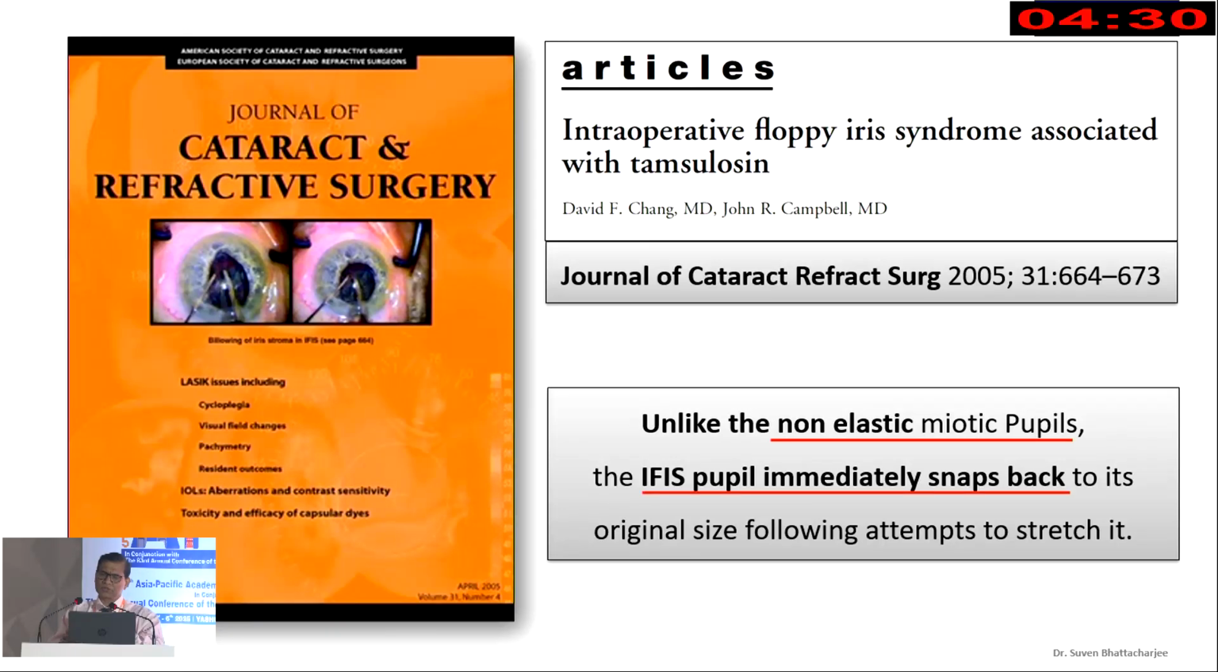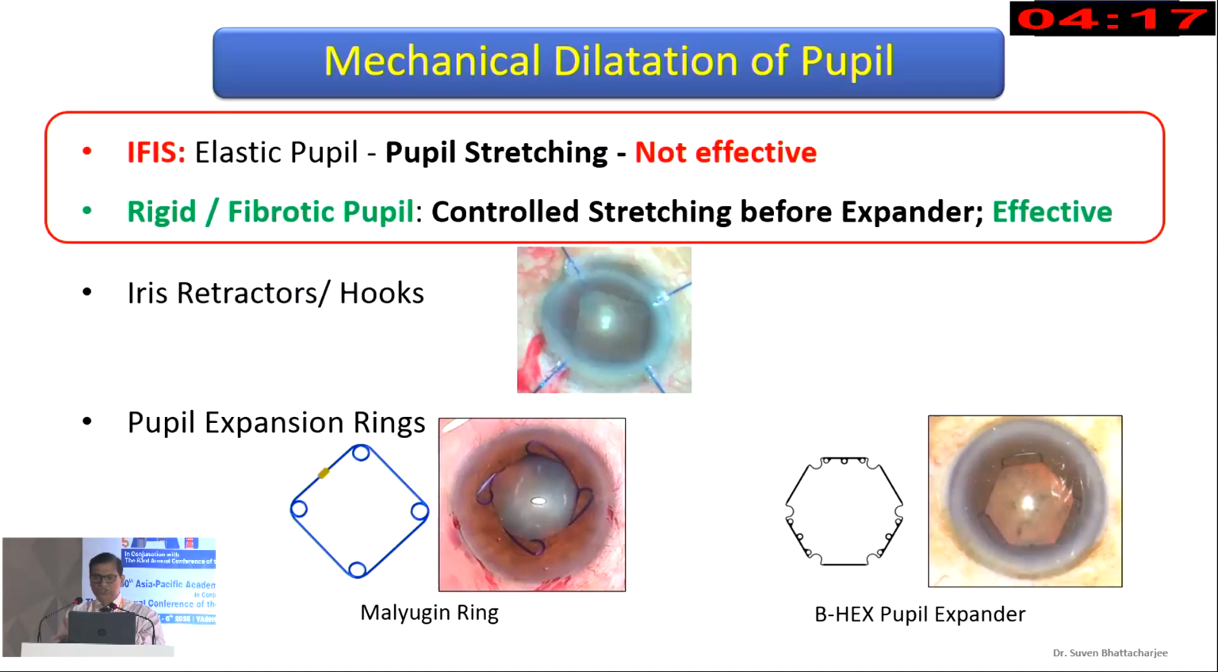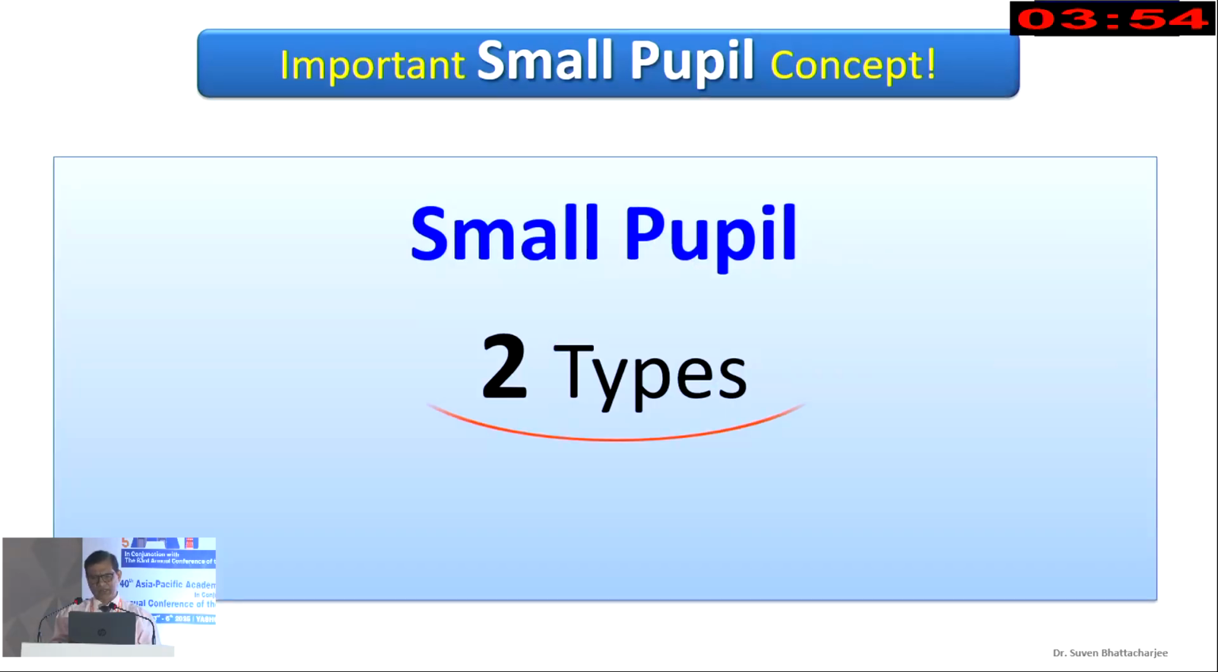So Chang and Campbell told us in 2005 that unlike the non-elastic myotic pupils, the IFIS pupil immediately snaps back to its original size following attempts to stretch it. So if you want to have mechanical dilatation, in an IFIS pupil no amount of pupil stretching is going to help. Whereas if it's a rigid fibrotic pupil, you might get away with a controlled stretching. There are various devices. We have principally lived with the iris hooks for a long time, and then we have the rings and devices like the Mulligan ring, the B-hex, the I-ring. There are a few more others.